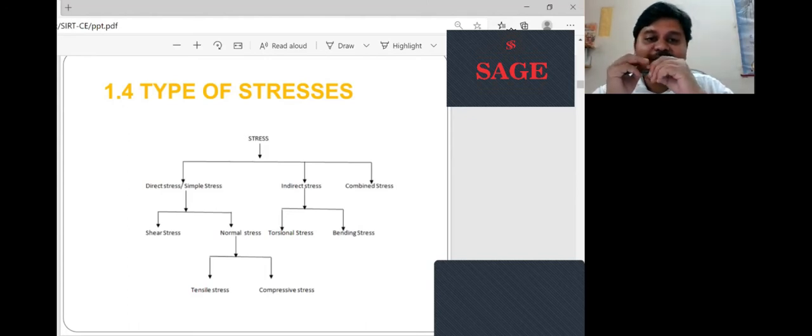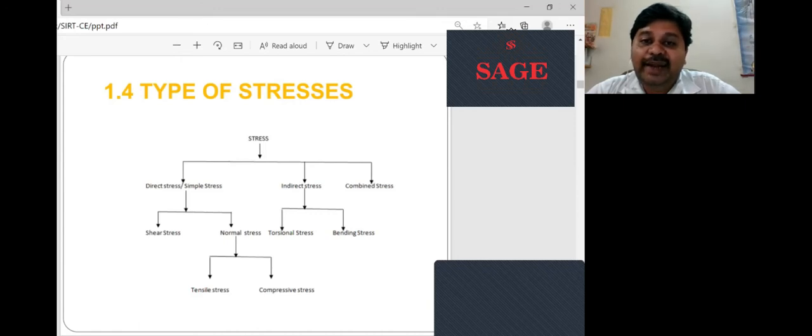Along with this, direct stress includes the shear stress. Shear stress means when we apply a tangential force. This is the tangential force. When we apply a tangential force to a surface, it is known as shear. Because of the shear force, the stress that is generated is known as shear stress. So this all comes under the umbrella of direct stresses.